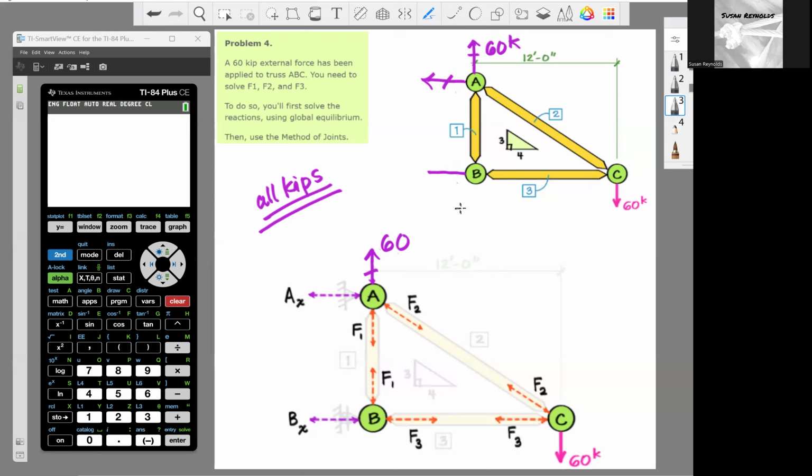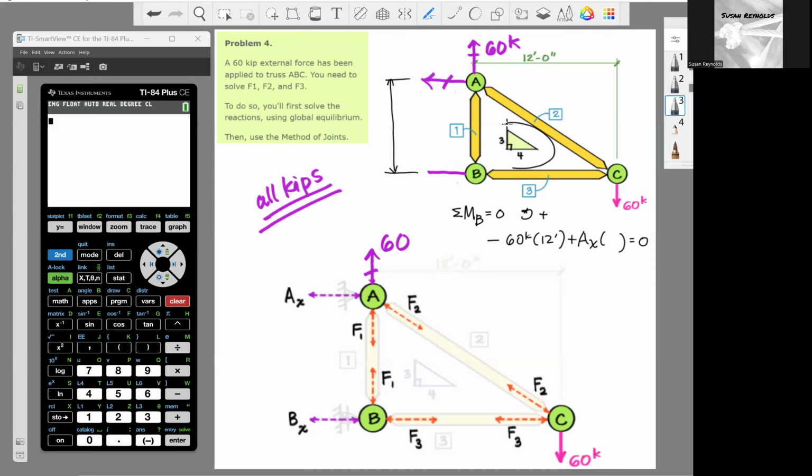And so we would say the summation of moments about B is equal to 0. This way is positive, and so we have 60 kips at a distance of 12 feet. And that one is negative. We have AX at a distance of, so we need this dimension here. Okay, so we'll get that in a second. And that one is going to be positive and it's equal to 0.